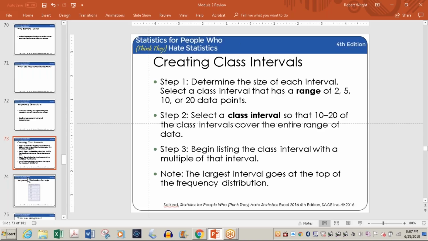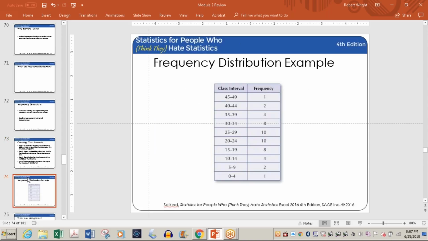Now here's creating class intervals. I'm not going to go into this too greatly. Basically, they talk about setting a range, and depending on the size of your sample, your range could be 2, 10, 20, could be 5, depending on how many numbers you're dealing with. Select a class interval that will work with the entire range. List the class intervals, and note the largest interval goes to the top of the distribution. We'll show that more.